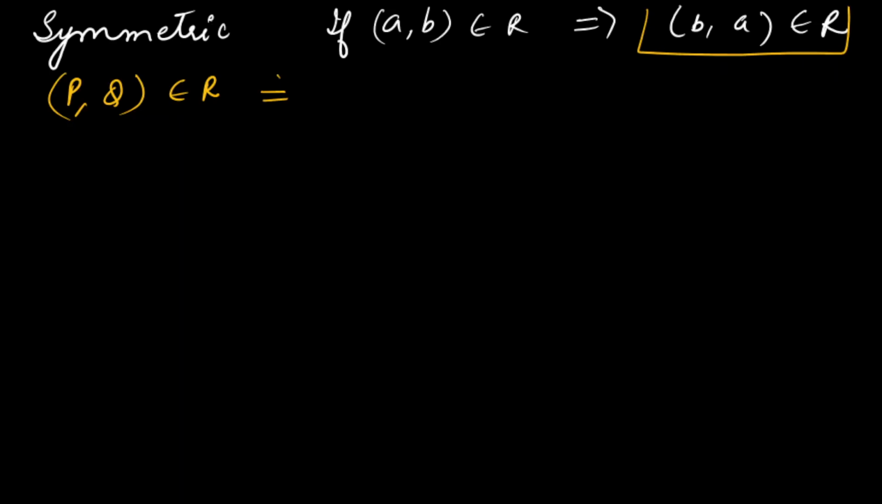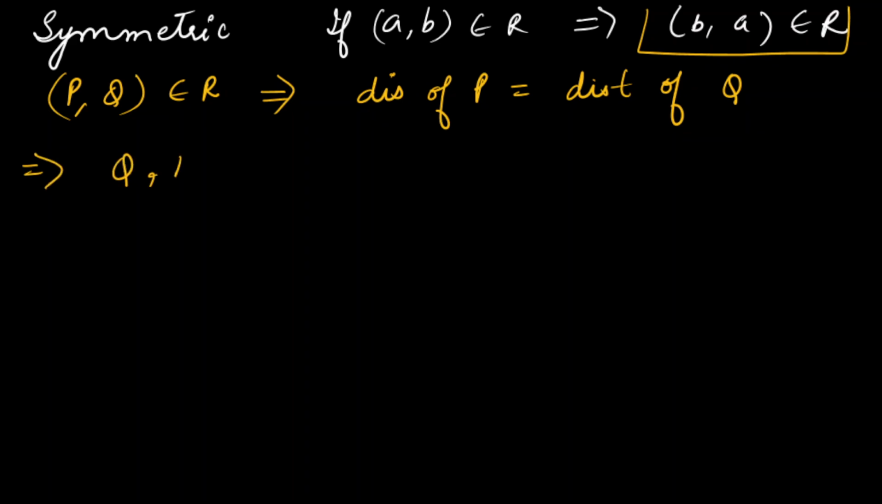Right. So from here we are getting the distance of P from origin is equal to the distance of Q from origin, right? So if (P, Q) belongs to R, it implies (Q, P) will also belong to R, because I'm just interchanging. See, if this is 5 units, this is 5 units, just an example I'm giving. If I interchange the position, it still doesn't matter, the distance will remain the same. So that's why if (P, Q) belongs to R, (Q, P) will also belong to R.